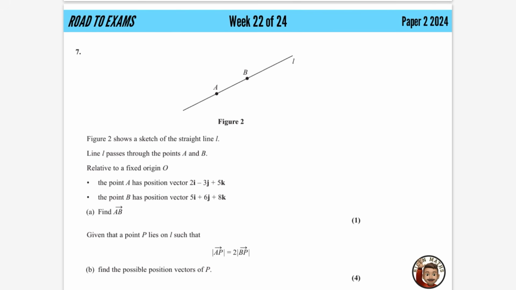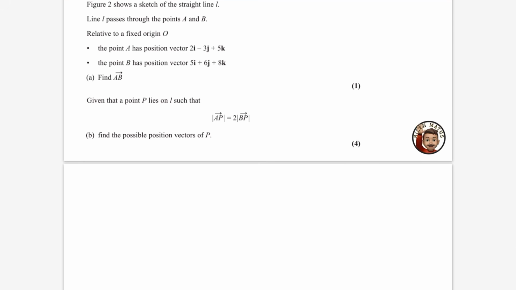So it says here that figure 2 shows a sketch of the straight line L. The line passes through the points A and B. Relative to a fixed origin O, the position of A is 2, -3, 5, and B is 5, 6, 8. Find AB.